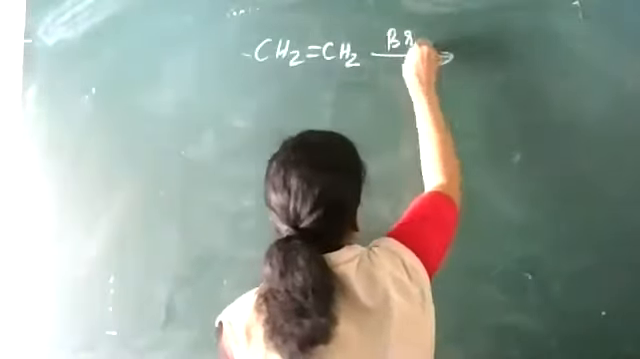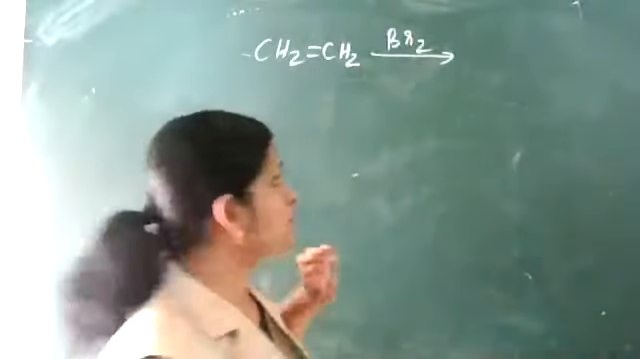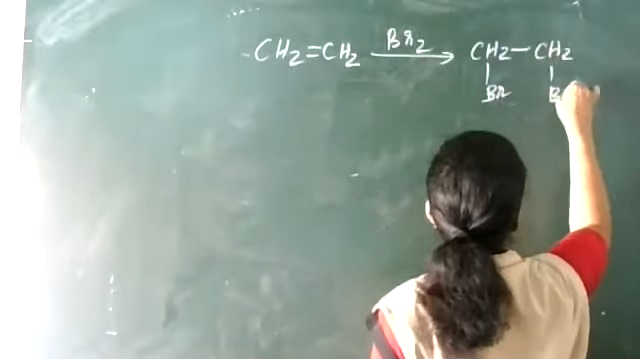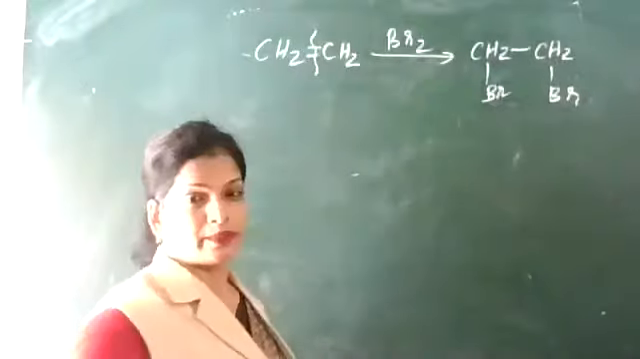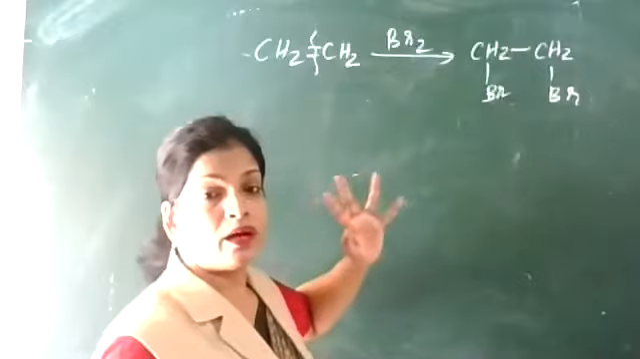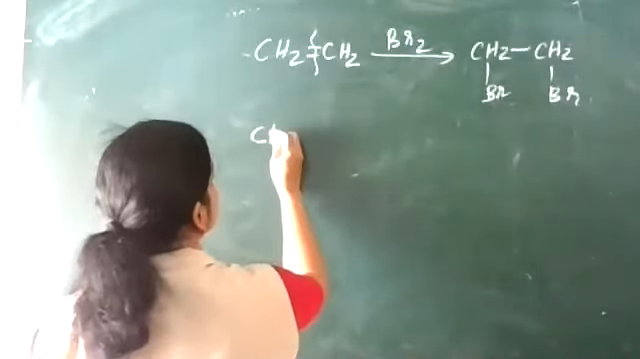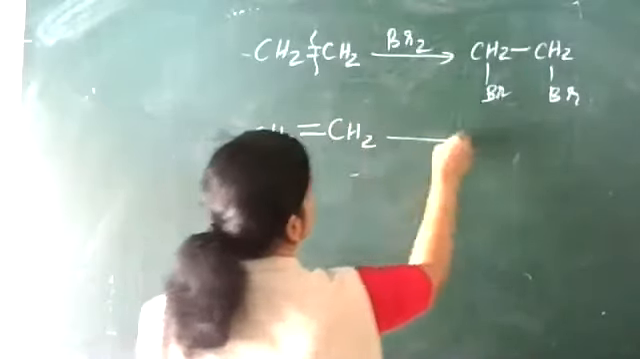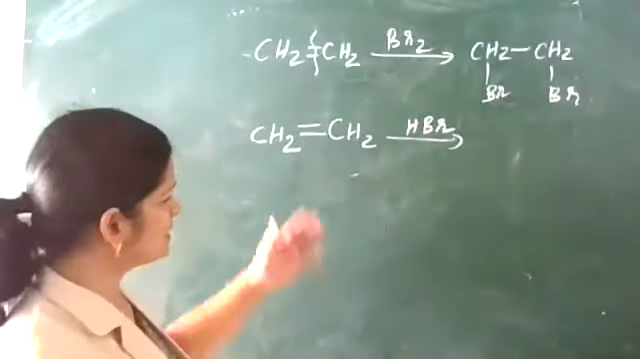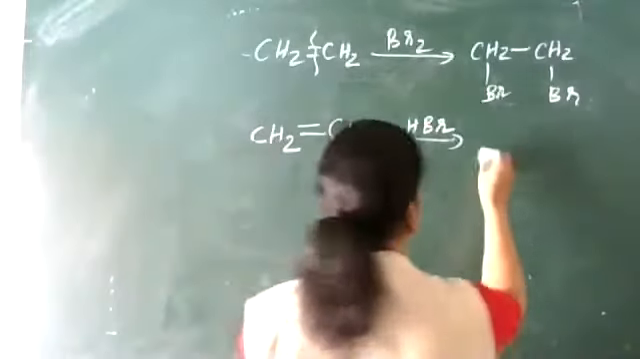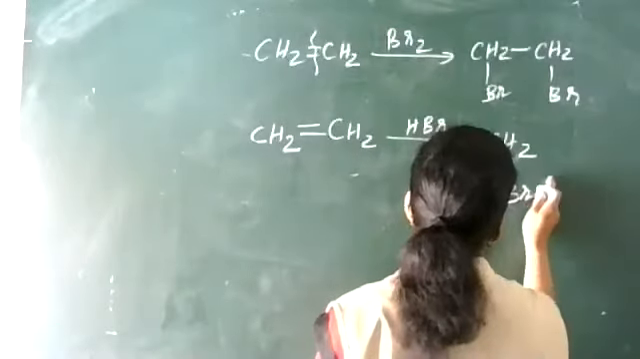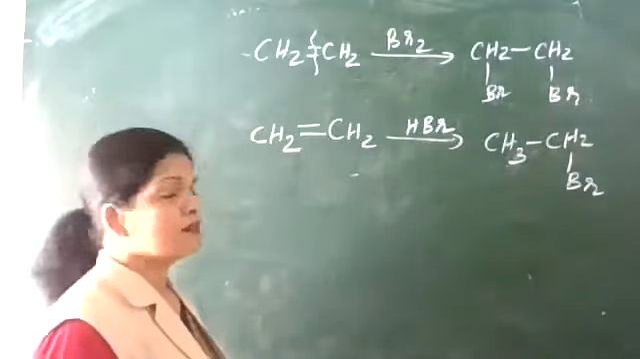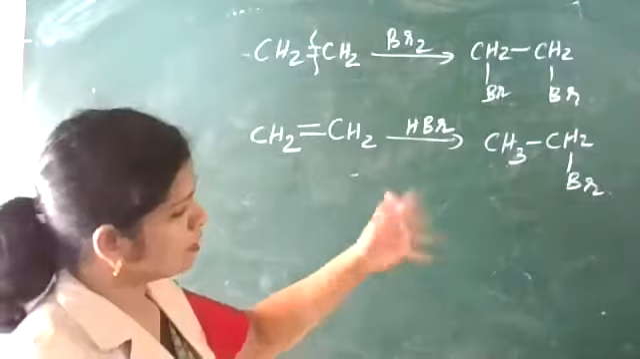So one Br can go to one carbon, another Br can go to another. So CH2Br, now the double bond will be a single bond, and CH2Br. This is symmetric, that is also symmetric. Substrate and addendum both are symmetric. Now, if CH2=CH2 with HBr, since it is symmetric, H goes to one carbon, Br goes to the other carbon. Only one product is obtained, CH3CH2Br. With HBr addition, any product you can write because this is symmetric.